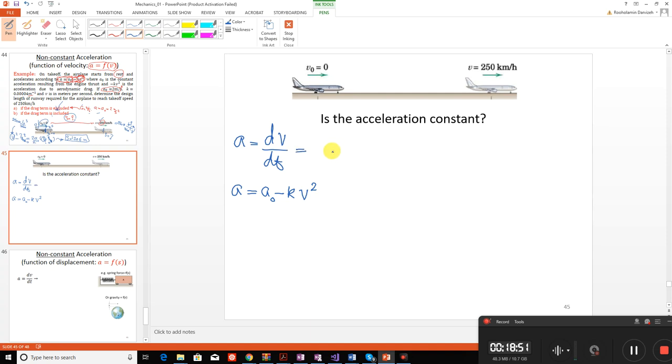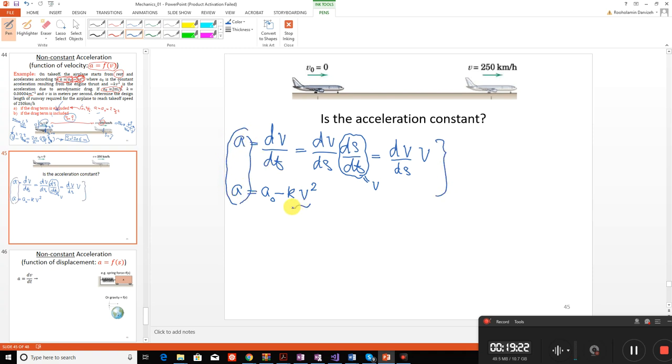This one I can rewrite as we had before using change of variable: dv over ds, ds over dt, equals dv over ds times v. And if you look at this one, ds over dt is nothing more than the definition of velocity. From these two, the left hand sides are equal, then right hand sides should be equal. You have v dv over ds equals a naught minus k v squared.